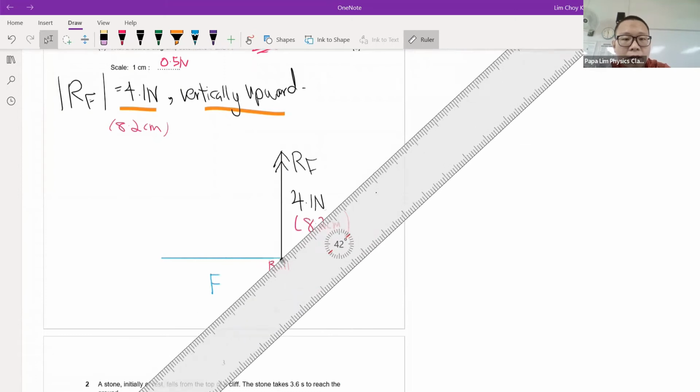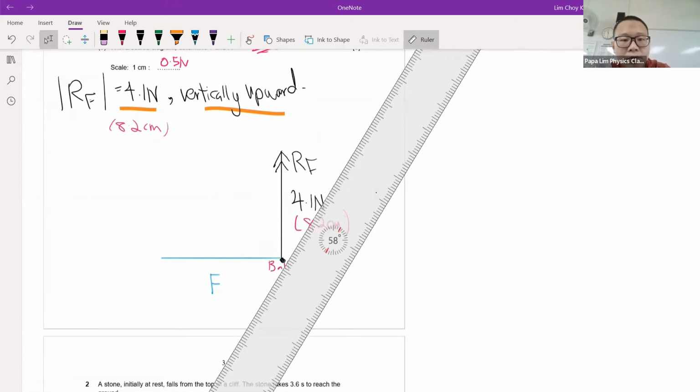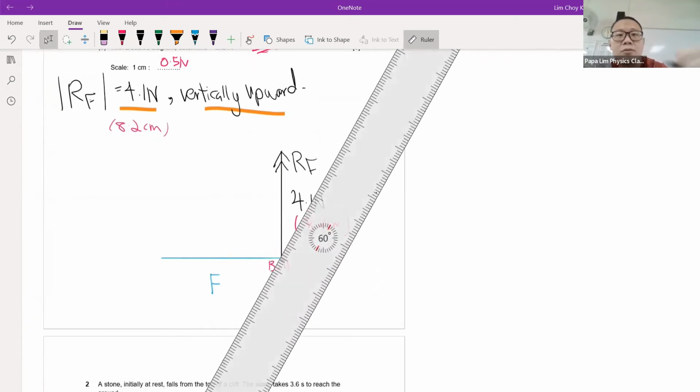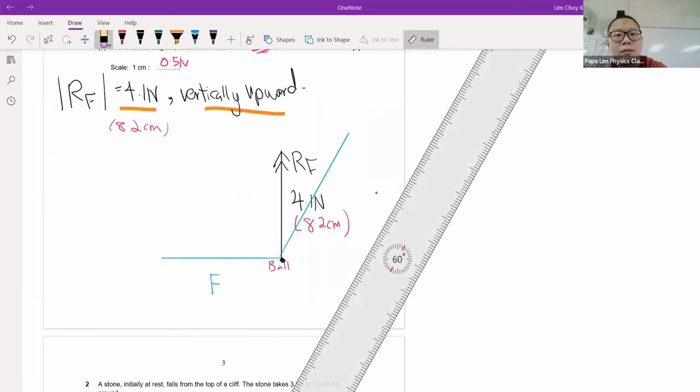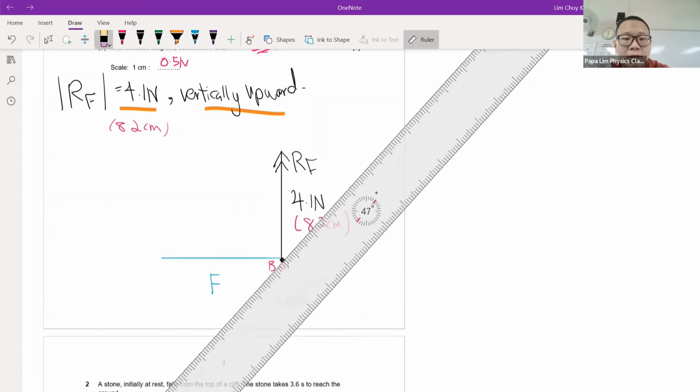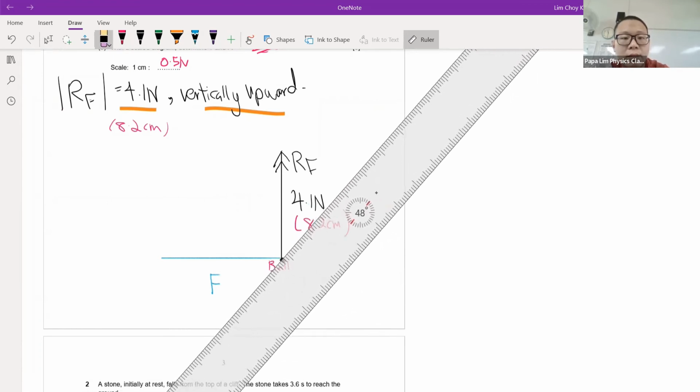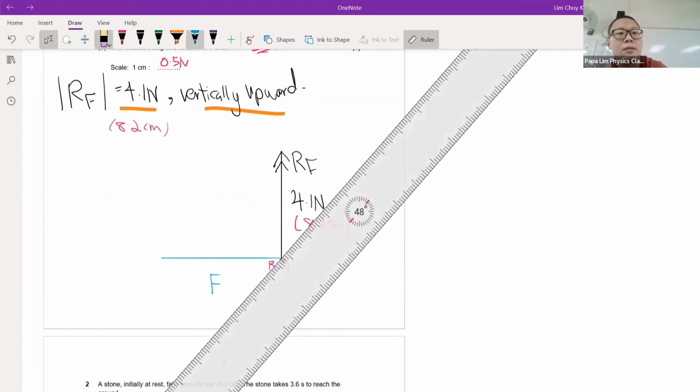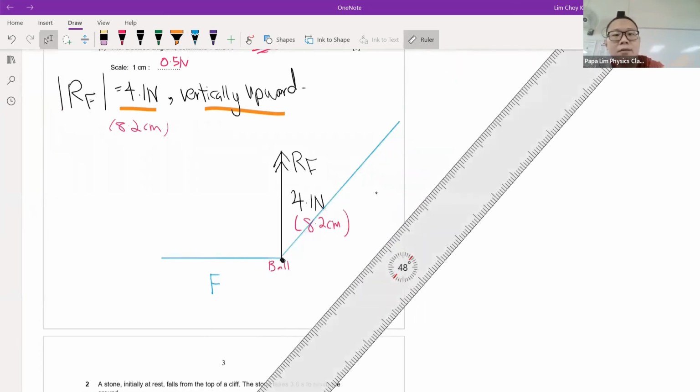If I use a protractor, 30 degrees is roughly this angle. So let's give a big one. If I measure 30 degrees, it will look something like this. T will be in this direction. This is where T is.